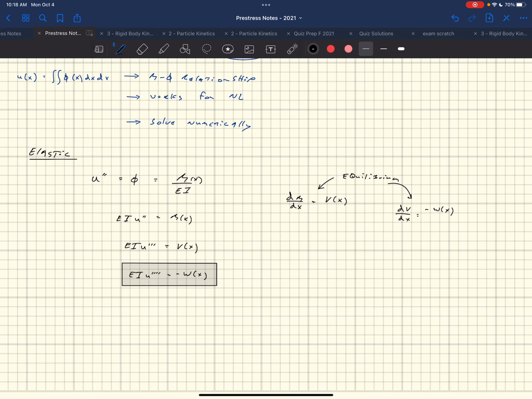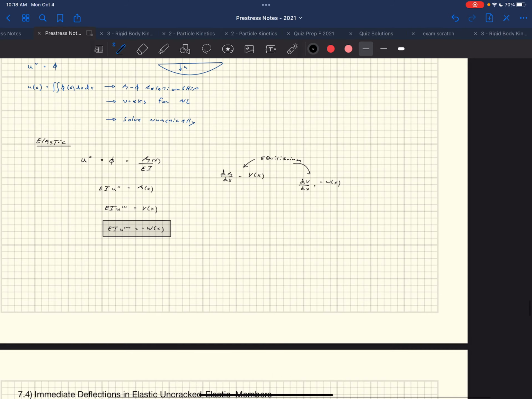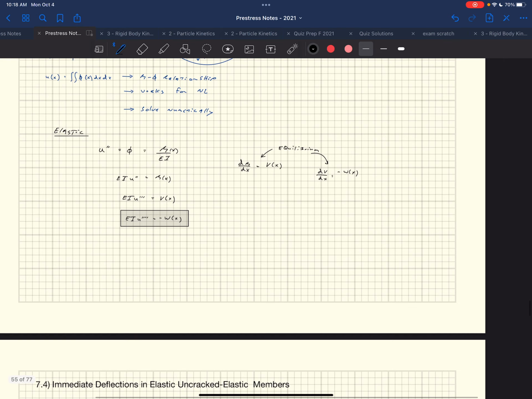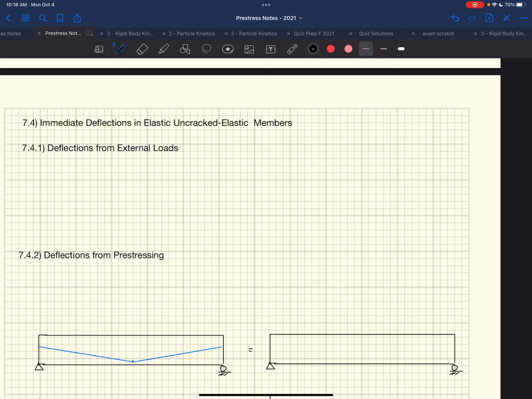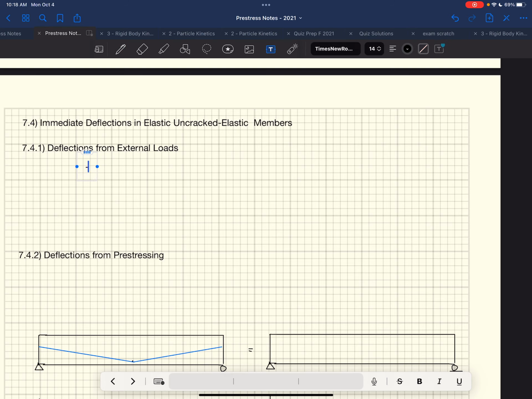Anyways, there's that. Okay. So that's just the fundamental of how we calculate elastic deflections in any kind of member. So now, how do we calculate these things in elastic, uncracked, pre-stressed members? So there's deflections from external loads. The way we're gonna do it is treat these things as internal and external loads. So we calculate the deflections from external loads, and then we have to get a little tricky when we do the internal loads. So for deflections from external loads, there's a couple ways you could do it.